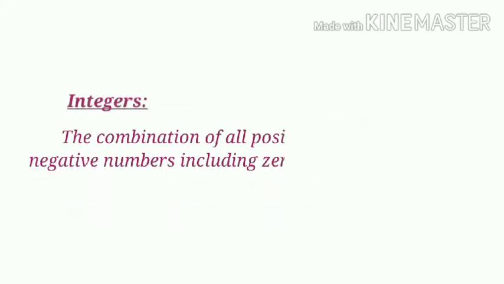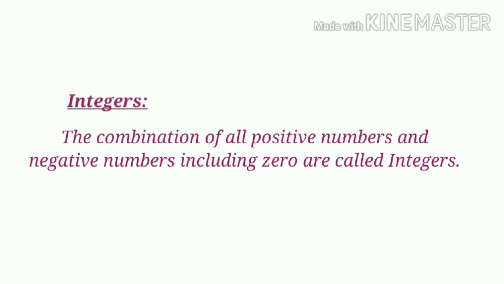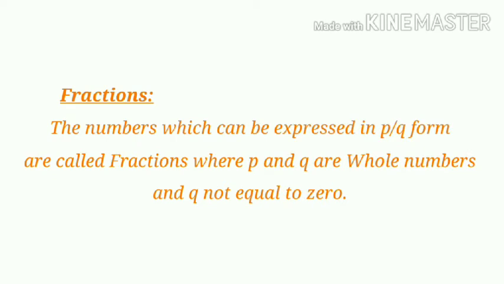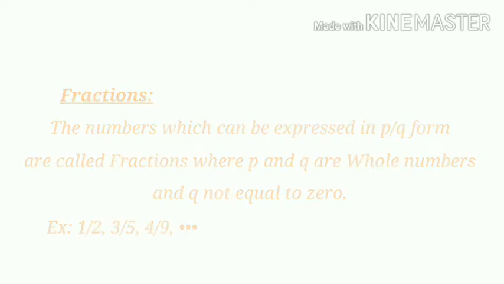Next one is integers. The combination of all positive numbers and negative numbers including 0 are called integers. The numbers which are to the right side of the 0 on the number line are called positive numbers, and the numbers which are to the left side of 0 are called negative numbers. 1, 2, minus 5, minus 10, 13, minus 16 are some examples of integers. Let's have a look at fractions. The numbers which can be expressed in p by q form are called fractions, where p and q are whole numbers and q not equal to 0. 1 by 2, 3 by 5, 4 by 9, etc. are some examples of fractions.